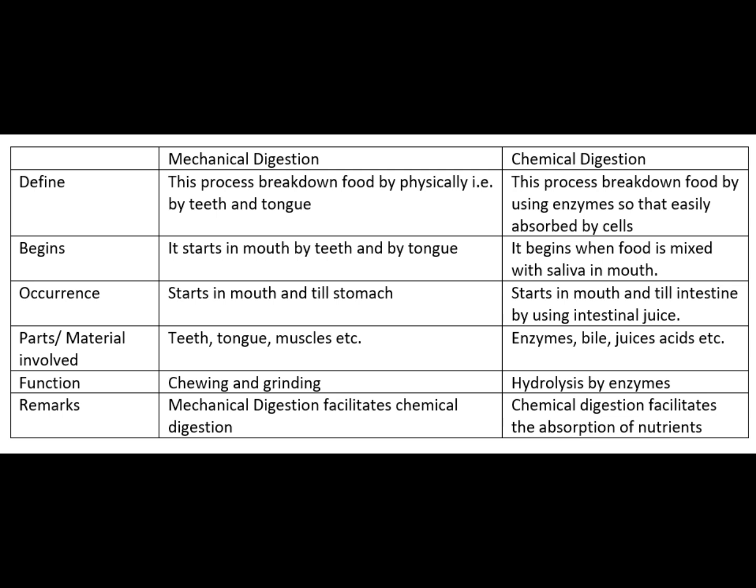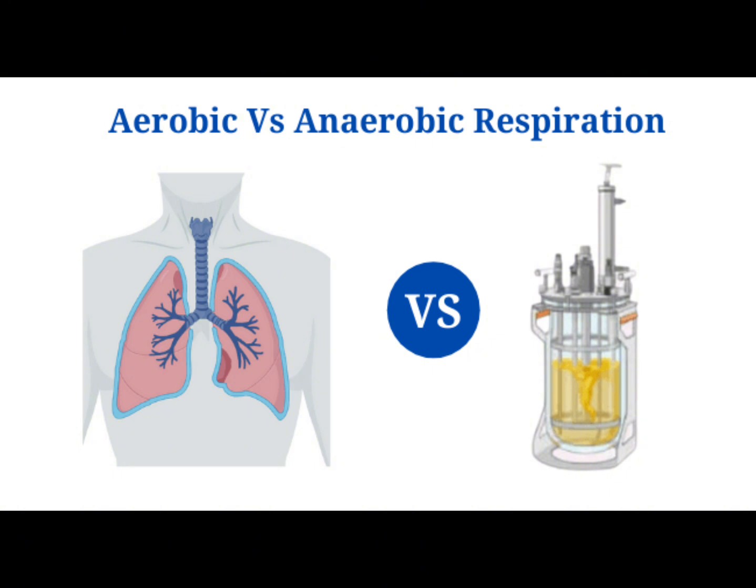Mechanical digestion facilitates chemical digestion, whilst chemical digestion is going to facilitate the absorption of nutrients. So those are the differences you need to understand when it comes to human nutrition. The next topic after human nutrition is respiration. Under respiration, you should know the differences between aerobic and anaerobic respiration, the differences between respiration and photosynthesis, the differences between inhaled and exhaled air.